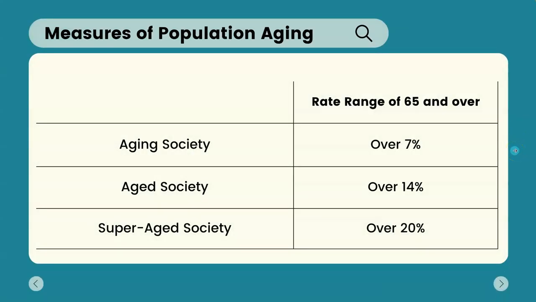So within the aging process, if the proportion of the elderly is over 7%, that is already an aging society. But if it gets higher, it's an aged society, and if over 20% of the population is older than 65 years old, that will be a super aged society.